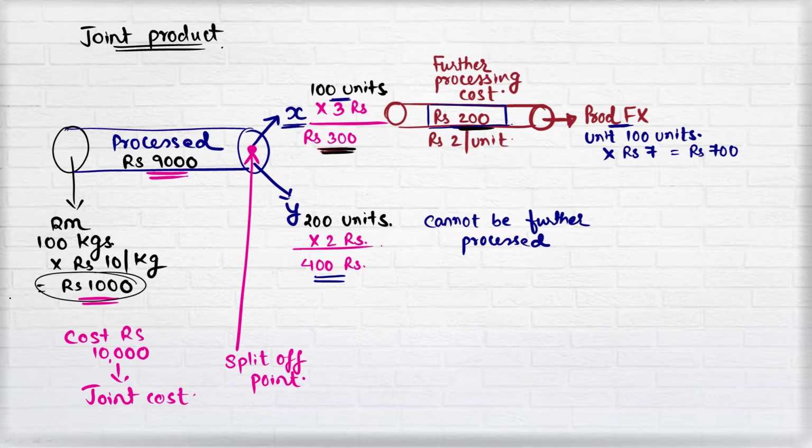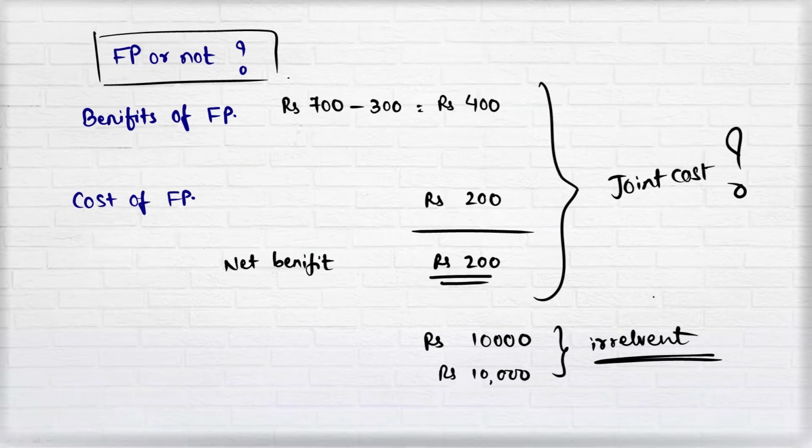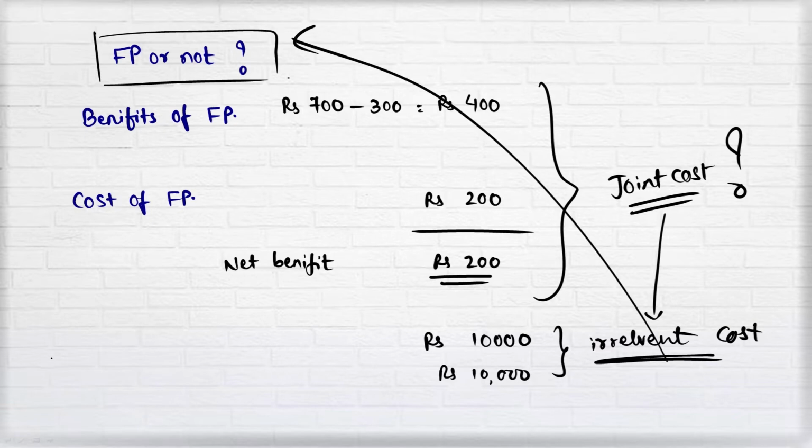This cost is irrelevant for decision making, not for recording. You will have to consider it for costing the product, determining the selling price. I am not saying to determine the selling price, it is irrelevant. Why? You will have to cover this cost from which product? Both X and Y. This 10,000 rupees cost, you will have to cover it from X and Y. But if someone tells you whether you should further process or not, then for that decision, this joint cost is which type of cost? Irrelevant cost for this decision making, right?